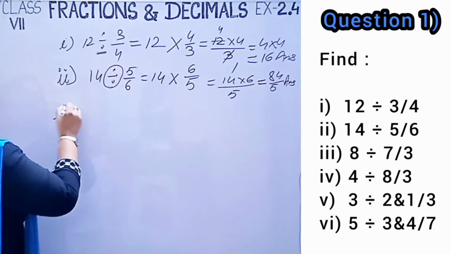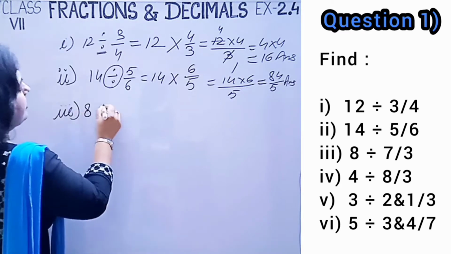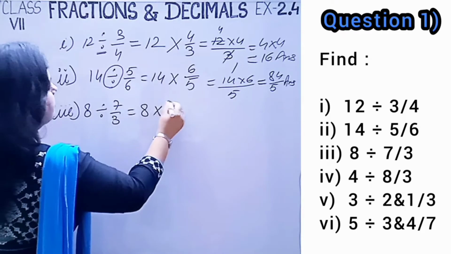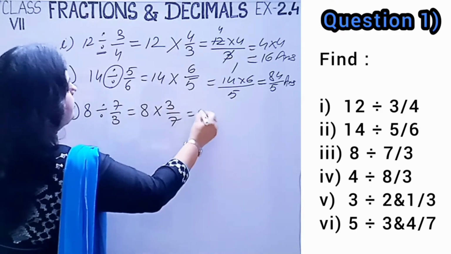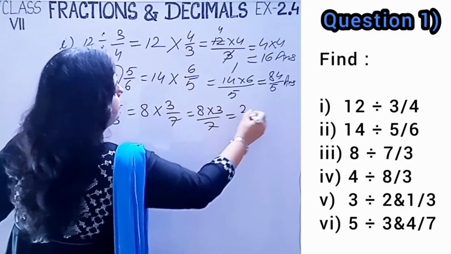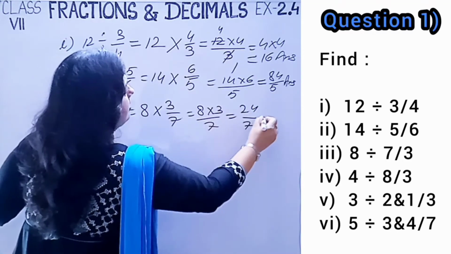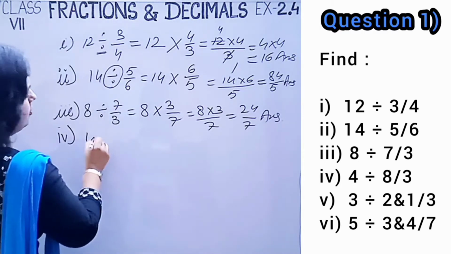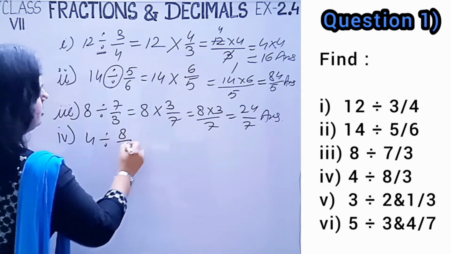Answer. Third part. 8 divided by 7 upon 3. The same, we have to follow the same rule. Now 8 into 3 upon 7. So 8 3s are 24 and 7 here.